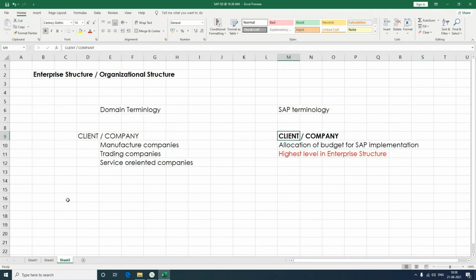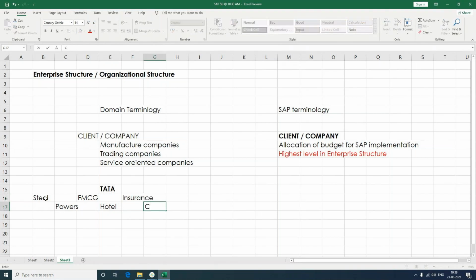Now I'm just trying to take up an example over here. Let's say Reliance company is there, or let's take a broader one, Tata. Now Tata is there. We know Tata runs multiple businesses over here, like for example, Tata Steel, Tata Power, FMCG, hotel business, they are into insurance, constructions, IT.